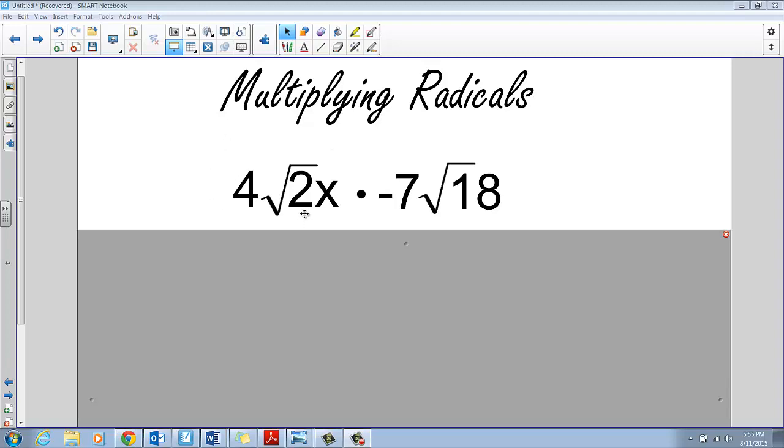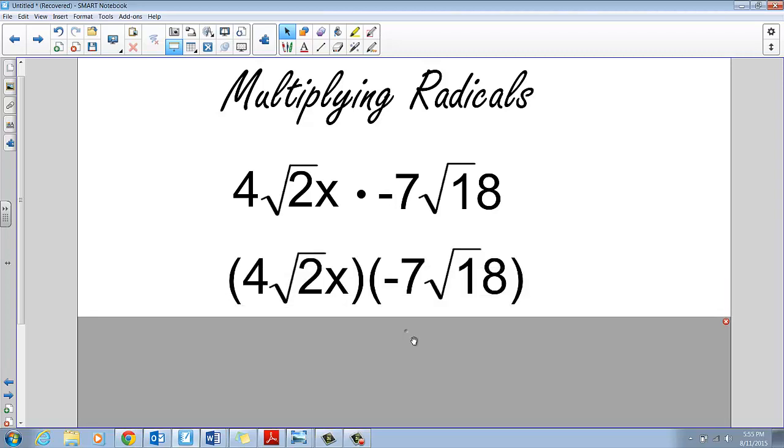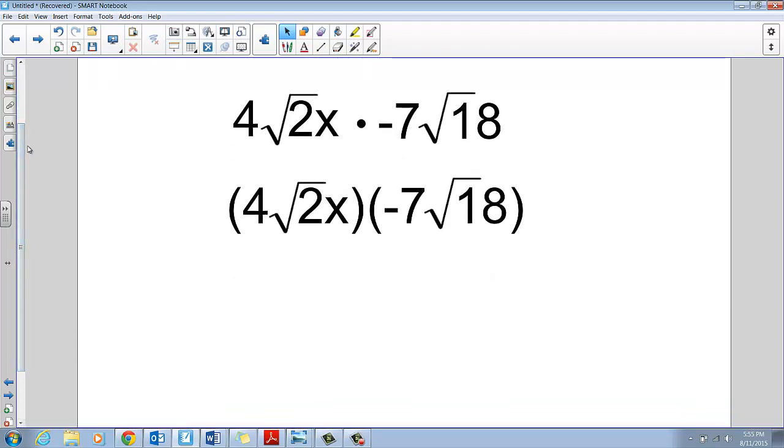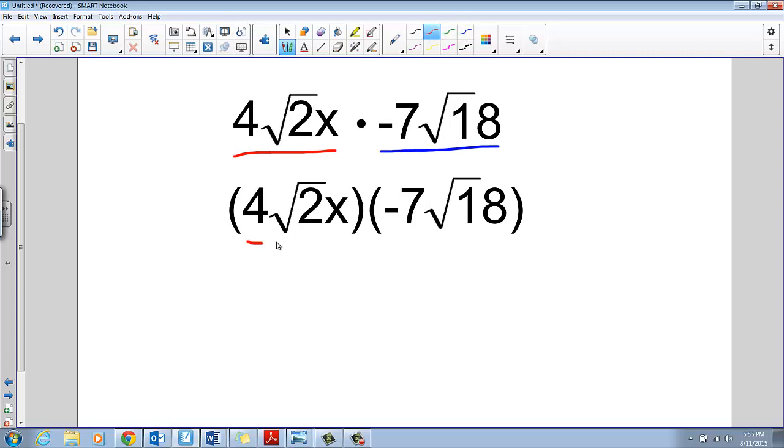So looking at this problem, 4 times the square root of 2x times negative 7 square root of 18. You could also see this with parentheses around it, but it doesn't change the value. It is just this whole term multiplied by this whole term. As well, down here we have one whole term multiplied by one whole term.